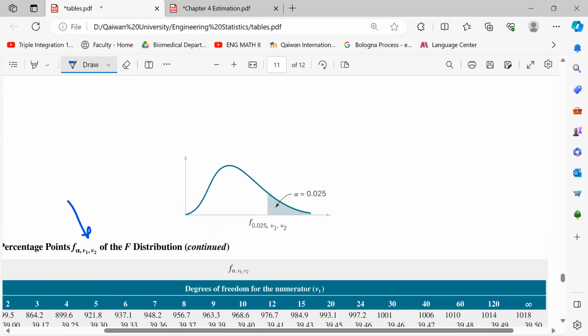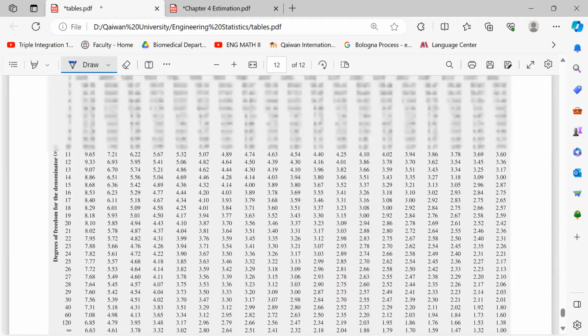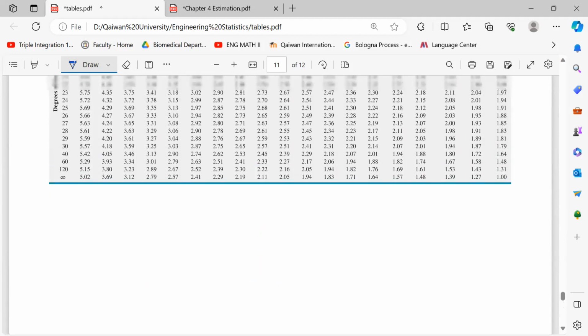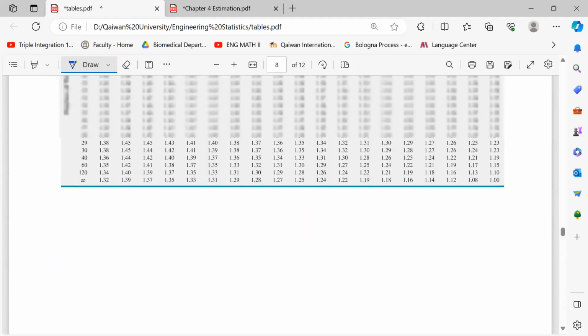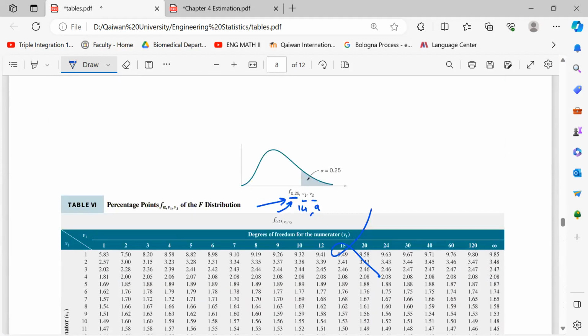Because it's for 0.025. Alpha over 2 in this case is 0.025. If it's 0.025, I look for the value in this table, and it's still F distribution. If it's 0.01, we use this table. So now we have 1, 2, 3, 4, 5 tables for F. We have 5 different tables for F.